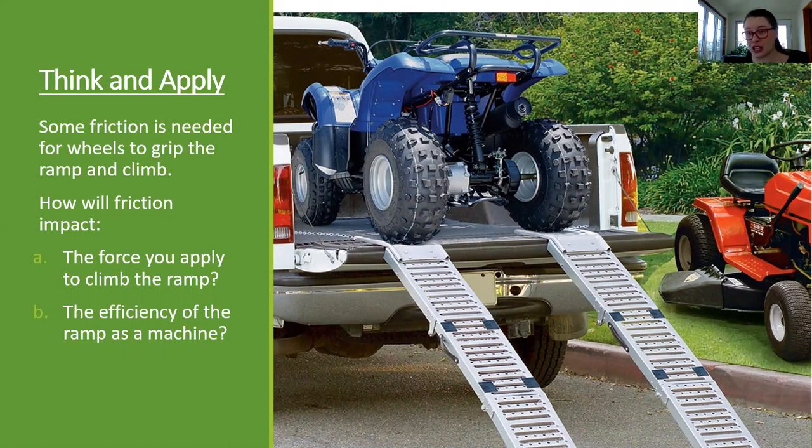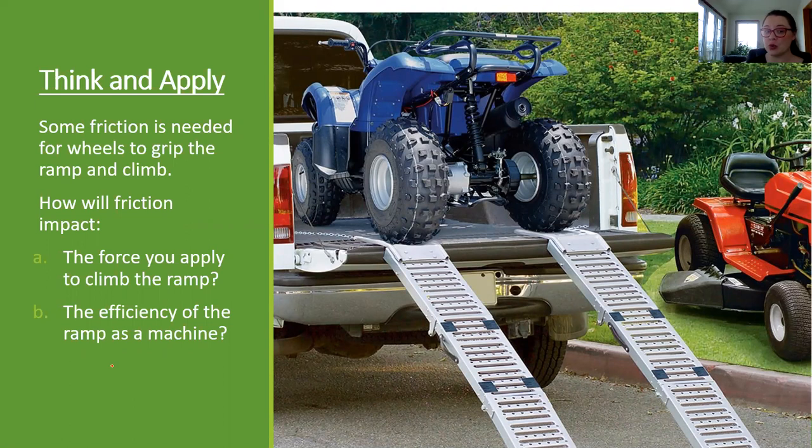So if there's friction, it might help my wheels grip, but it means we're going to have to put in more force. How does that affect efficiency? Well, if I have to put in more force, we've learned that efficiency would ideally be what I'd have to put in compared with what I actually have to put in. We can think of it that way too. So if I have to put in extra work and I don't get as much mechanical advantage, I don't have as much efficiency.